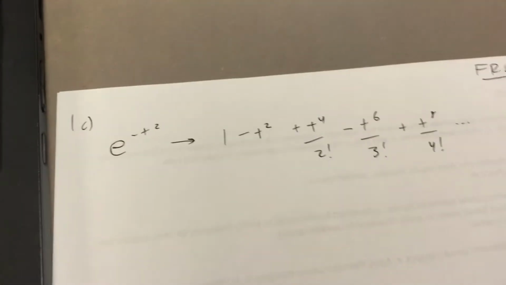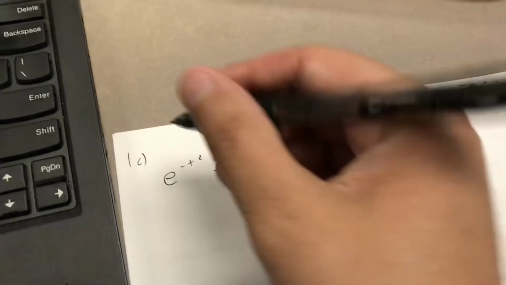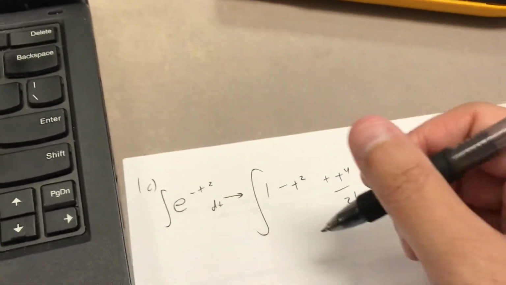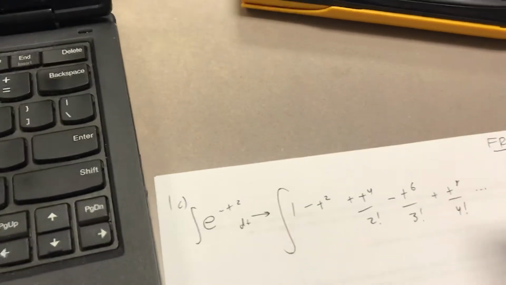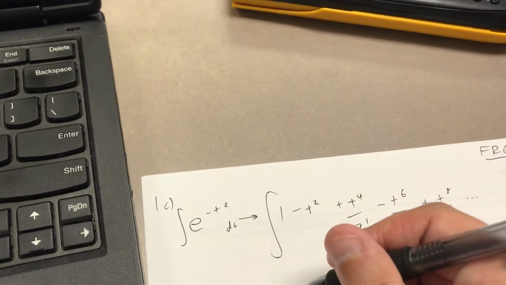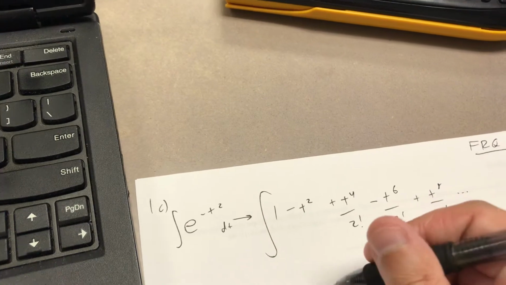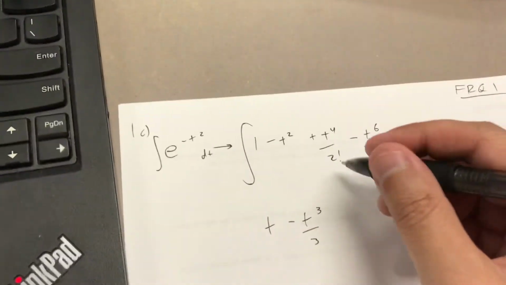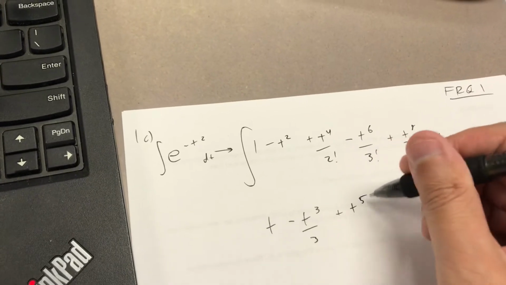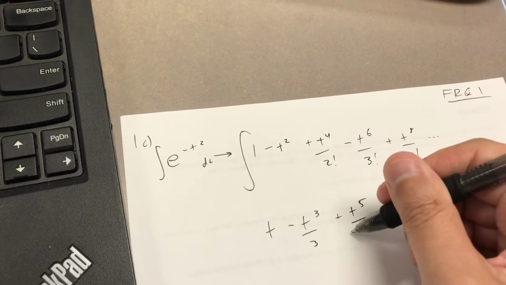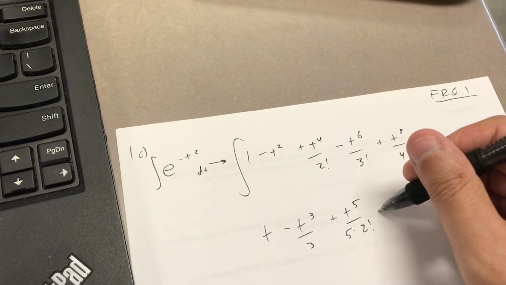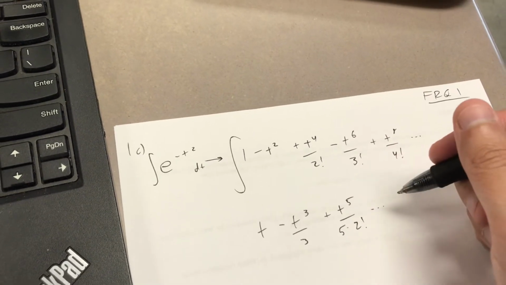So I've got this here, and I want to take the integral of this with respect to t. So I'll take the integral here as well, and just follow through the pattern. The integral of 1 is t, and then we'd have minus t cubed over 3 plus t to the 5th over 2 factorial. We've got to divide by 5 as well. And it's going to continue like that. Okay, that would be my integral.